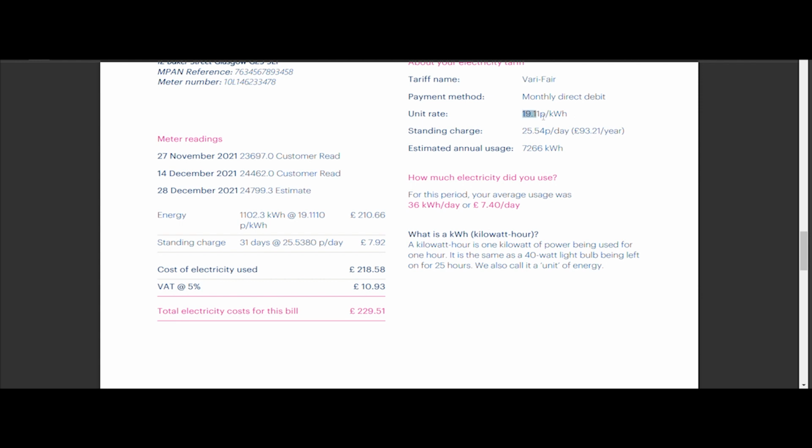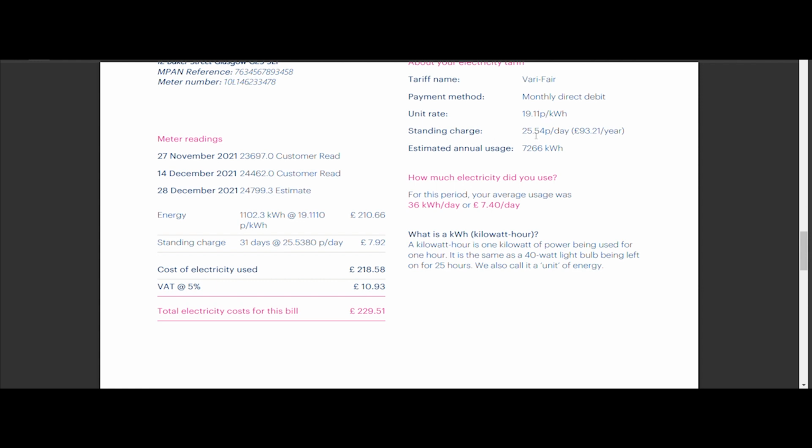Then you have the unit rate, which is basically the amount which he pays for 1 unit. Just a reminder, electricity 1 unit is equal to 1 kilowatt per hour. So in this case, if you're using 1 unit of electricity, that will be 19.11. So if, for example, this is reading 23697, and this is 23698, that means that you've used 1 unit of electricity and you'll be charged 19.11p for that.